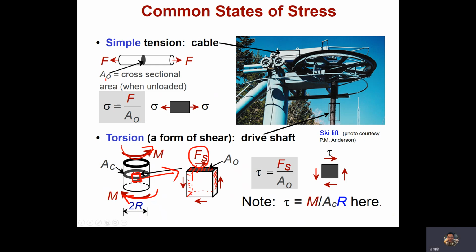Okay, parallel to the area, the smooth area in that element. Therefore we can define the shear stress driven by torsion. For more details of this torsion, the Sam will be introducing it in the materials mechanics course, okay?